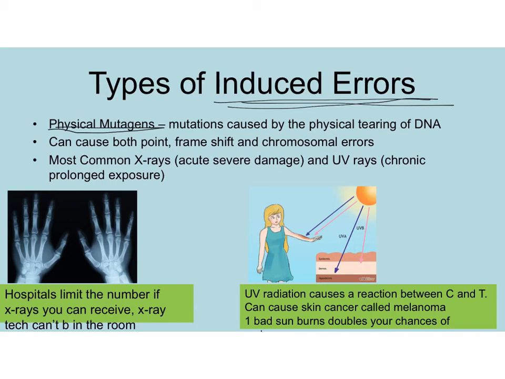Okay, it's also why you put that lead jacket on, or they'll cover certain areas of your body that are not being x-rayed, because they don't want to expose your heart to an x-ray if they're looking at your shoulder or something like that. UV rays, the sun, same kind of thing as x-rays. It's basically photons. If you're from a chem class, photons are going to come in, and the photons hit the DNA and then start warping it. Okay, so UV radiation causes a reaction between C and T. So that connection, okay, can cause skin cancer known as melanoma. Okay, so you really want to avoid bad sunburns.